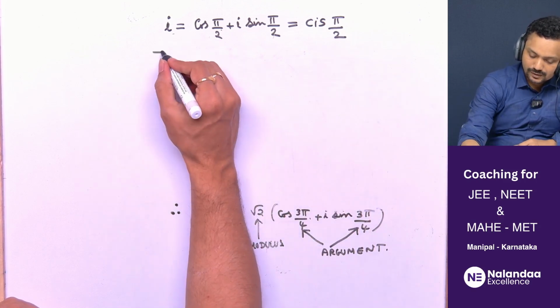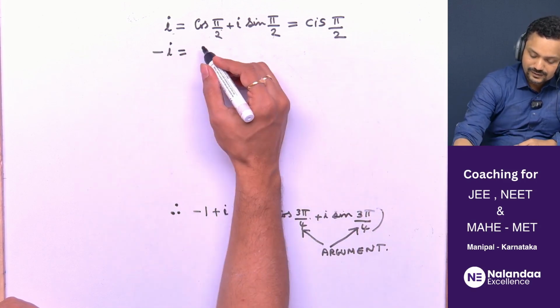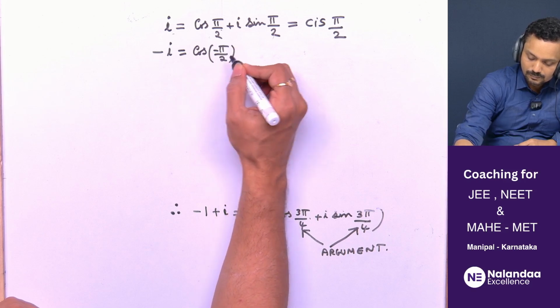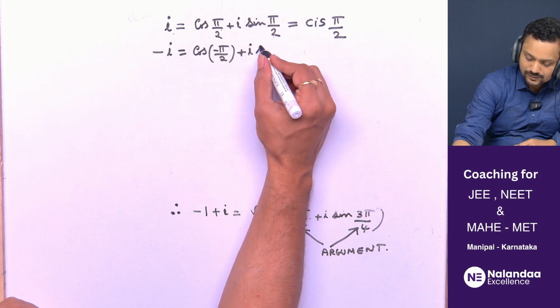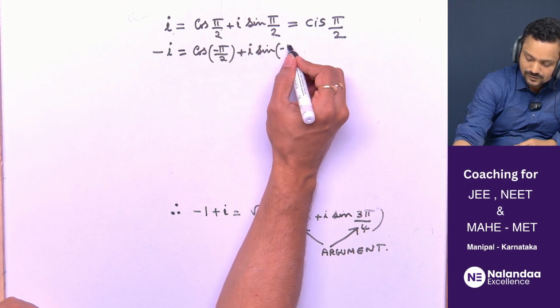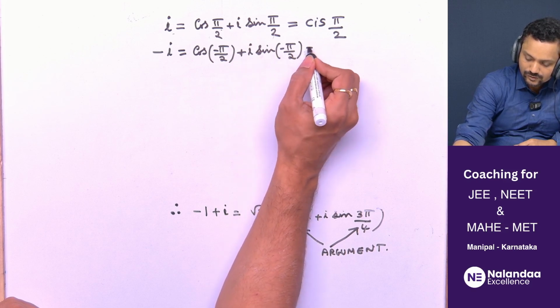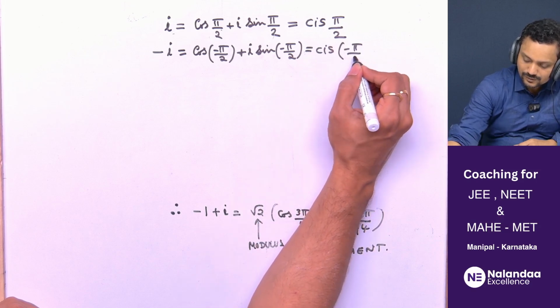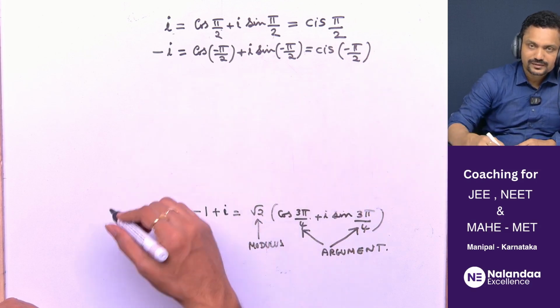Similarly, the polar form of minus i is cos of minus pi by 2 plus i sin of minus pi by 2. And in short, you can write it as cis of minus pi by 2. This is the polar form of minus i.